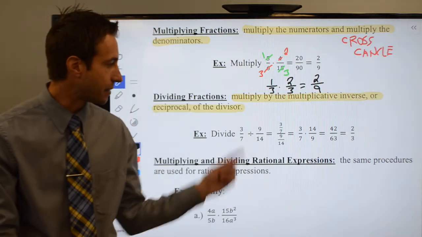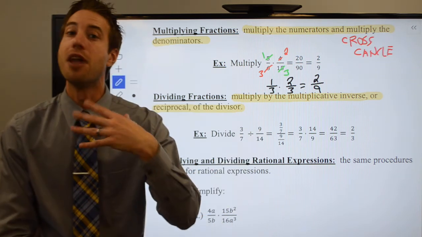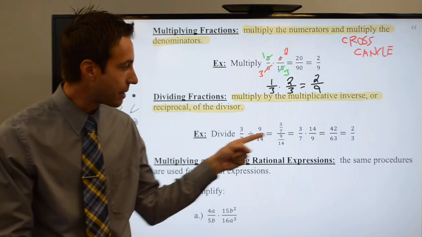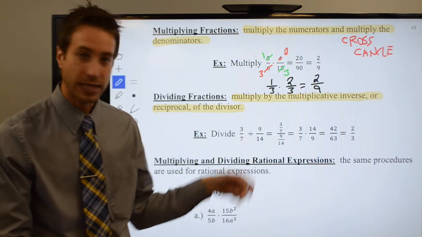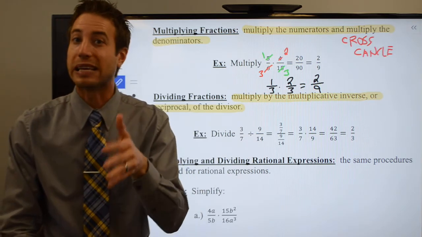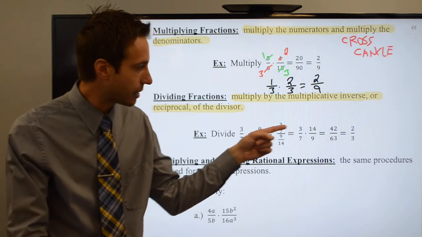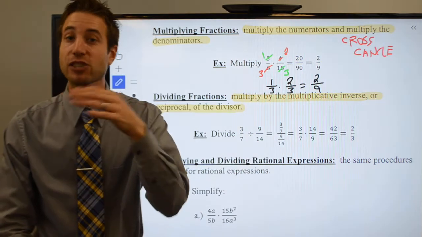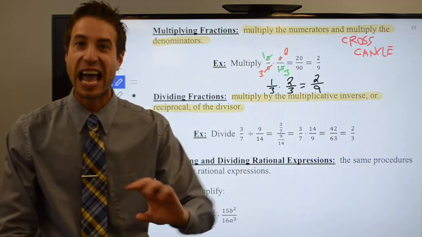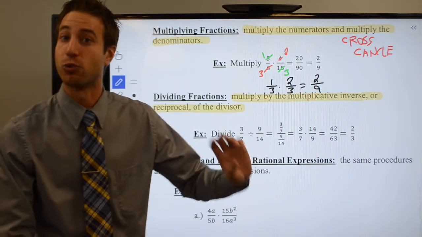And here's what that means. If you have 3 over 7 divided by 9/14, then that phrase from middle school, keep it, change it, flip it, means you keep the top fraction, leave it the way it is, 3/7. Change it: the division gets changed to multiplication. And then flip it: you take 9/14 and flip it to the reciprocal, 14/9.